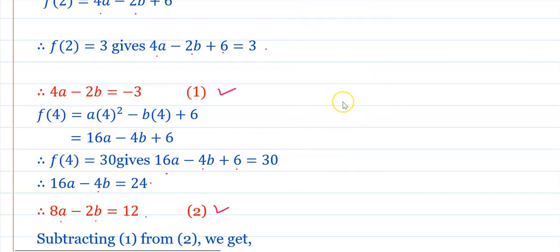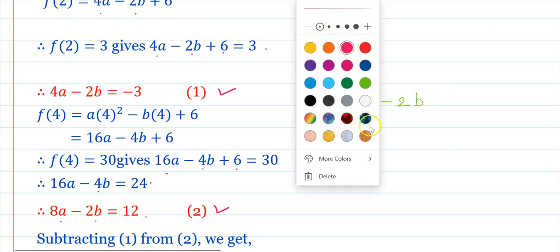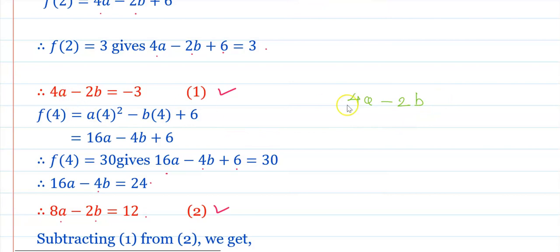We'll solve these two equations. 4a minus 2b, this is the first one, and that is equals to minus 3. What about the second equation? 8a minus 2b, and that is equals to 12.